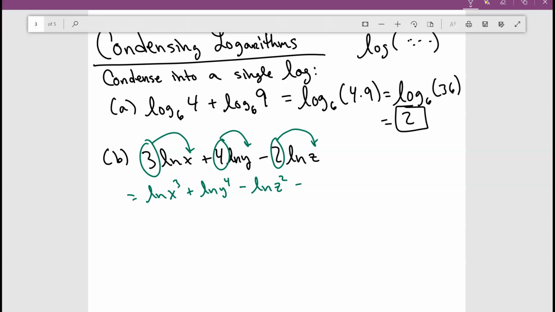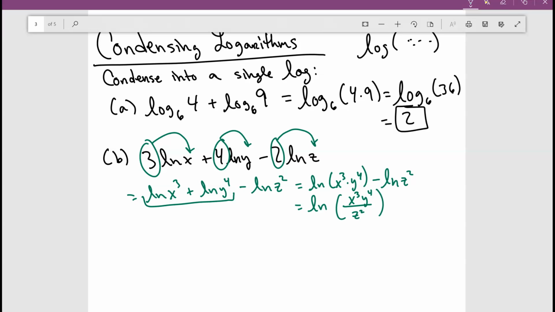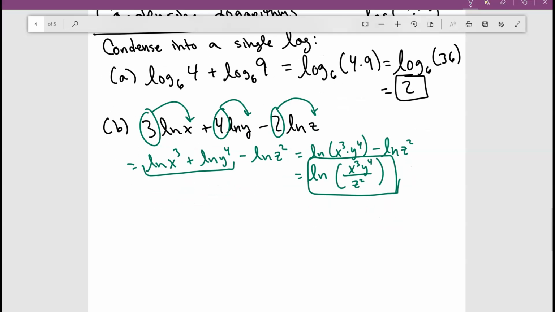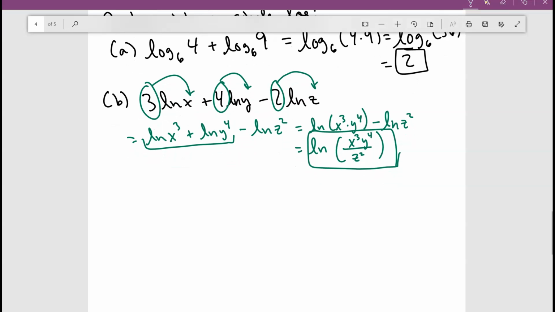Now let's do one thing at a time. Let's first start off with this one. This is addition, that means it's going to turn into multiplication. So it'll be ln of x cubed times y to the 4th minus ln of z squared. Now this is subtraction, so this is going to turn into a fraction: x cubed y to the 4th divided by z squared. Okay, and this is going to be my final answer. You know that you got it right if you undo all of this and you get what you had in the beginning.